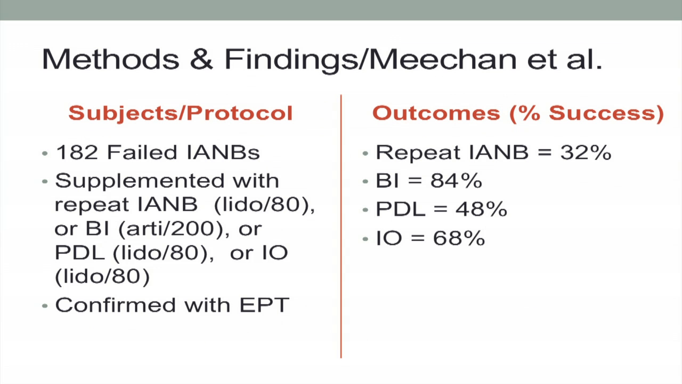In this study, 182 cases of failed inferior alveolar nerve blocks were supplemented with a repeat inferior alveolar nerve block using lidocaine with 1 to 80,000 epinephrine, or buccal infiltration with articaine 4% with 1 to 200,000 epinephrine, or either a periodontal ligament injection with lidocaine or an intraosseous injection with lidocaine. The results were confirmed by electric pulp testing. As for the outcomes, the percent success of repeating the inferior alveolar nerve block was a very disappointing 32%. However, buccal infiltration with articaine yielded an 84% success rate, while the periodontal ligament injection was lower at 48%, and the intraosseous injection somewhat intermediate at 68%.